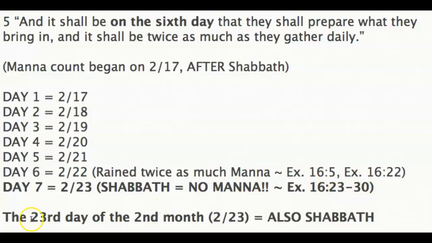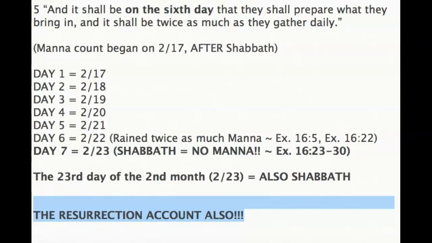So once again, another witness in scripture that 223, the 23rd day of the second month, is in fact the Shabbat according to this account, and according to the account in Numbers chapter 10, also agreeing with the Enoch calendar, along with the resurrection account also. And like I said, if you would like to learn more about the resurrection account and the restored timeline of the resurrection and how it also agrees with the Enoch calendar, please take a look at my resurrection timeline video linked in the description box below.